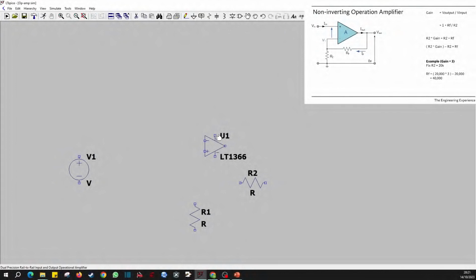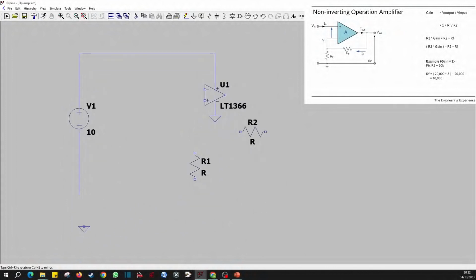You also have 2 additional pins here which are not shown on the circuit. These are the power input pins. So the negative can be connected to ground in this case, and the positive can be connected to the power supply. I'm going to set the power supply to 10 volts to begin with and connect this to ground. To get the ground symbol, a shortcut for that, you can use G. So just connecting up the circuit as we see it on the circuit schematic above.